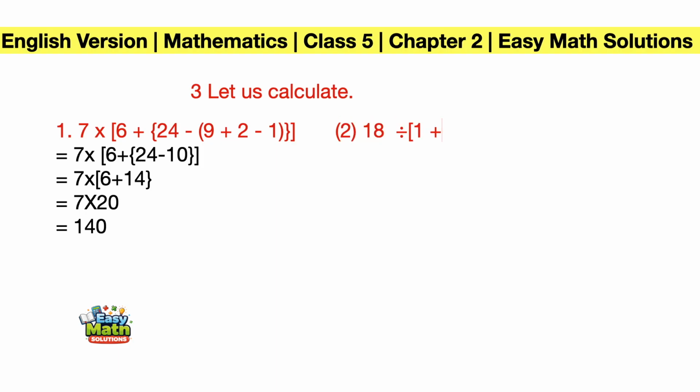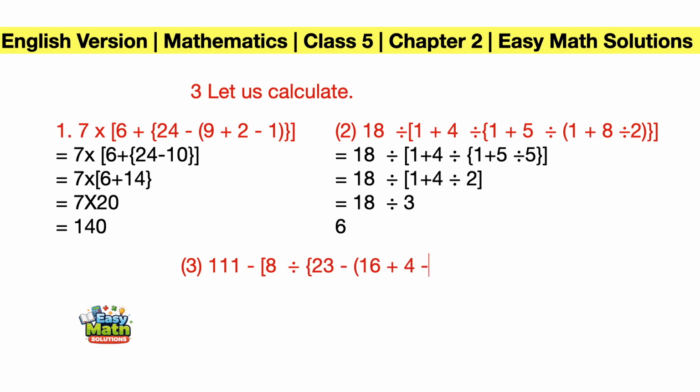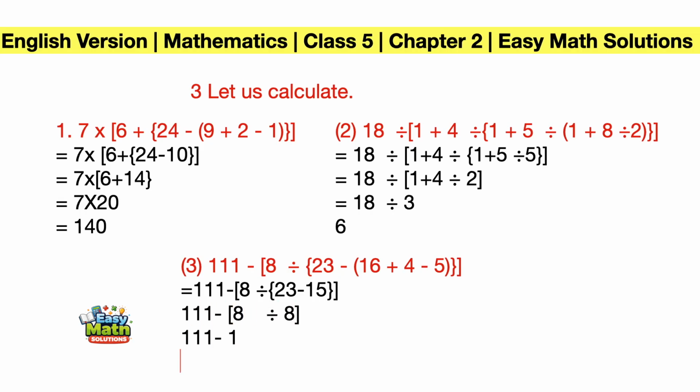Number 2. 18 divided by 1 plus 4 divided by 1 minus 5 divided by 1 plus 8 divided by 2 equal to 6. Number 3. 111 minus 8 divided by 23 minus 16 plus 4 minus 5. Answer equal to 110.